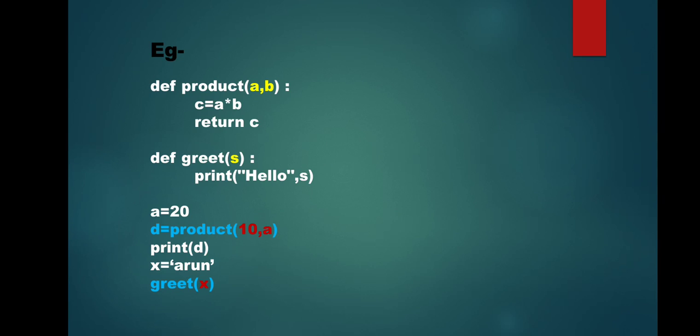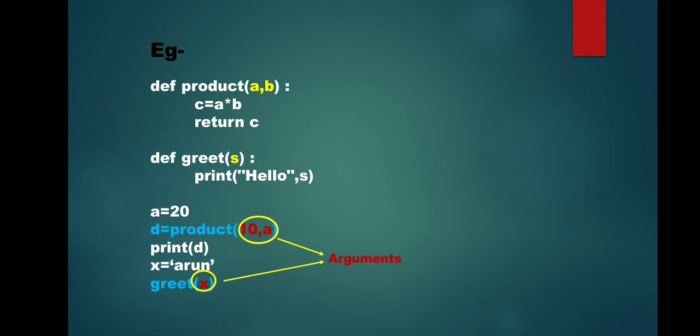Here I have written two functions. One is the product function and another is the greet function. Now the product function is taking two variables a and b. The greet function is taking one variable s, and these are the function calling statements. This is the calling statement of the product function, and in the last line there is a calling statement of the greet function. Now the values that are written in the calling statement, that means these values 10 comma a as well as x, are known as the arguments.